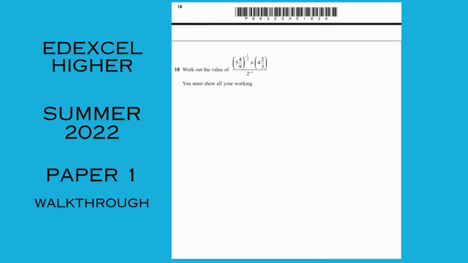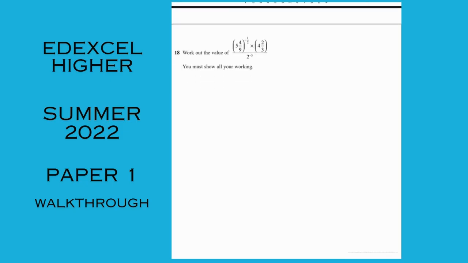Number 18, trickier, laws of indices, but can't really do anything until they are top-heavy, improper fractions. So big times bottom plus top gives me 49 over 9 to the power of minus square root. 4 times 2 plus 2 gives me 14 thirds. And on the bottom, 2 to the minus a third, bring it to the top. It's 2 cubed. On we go.